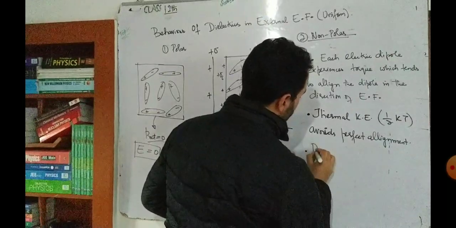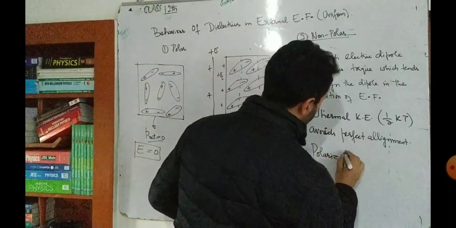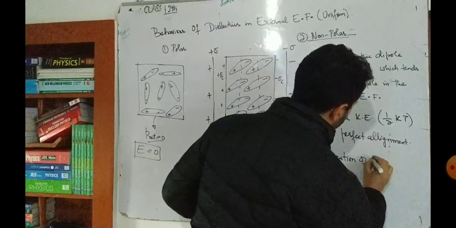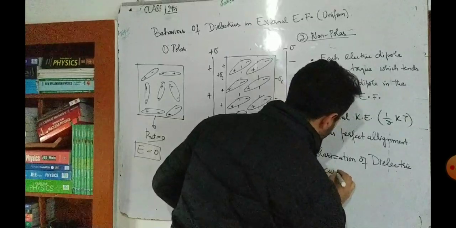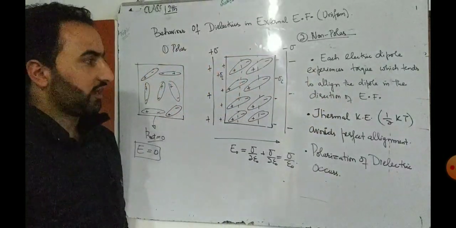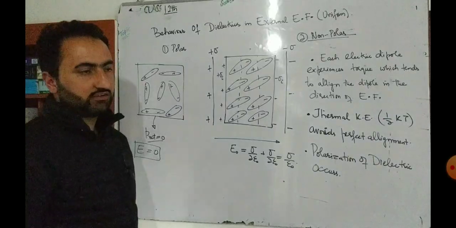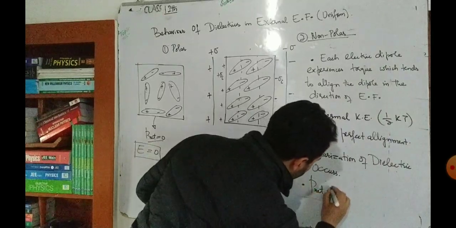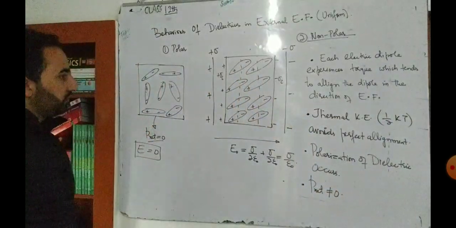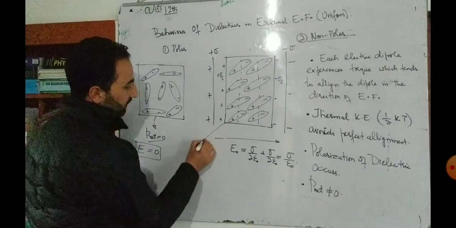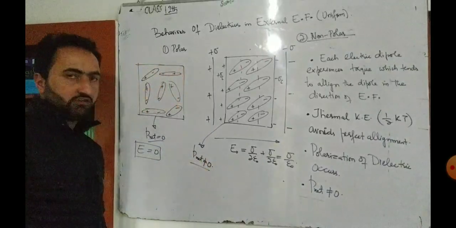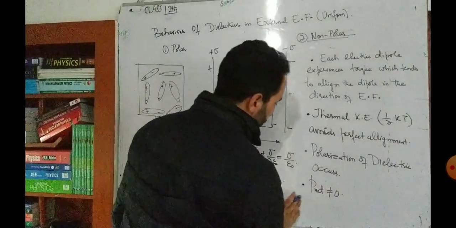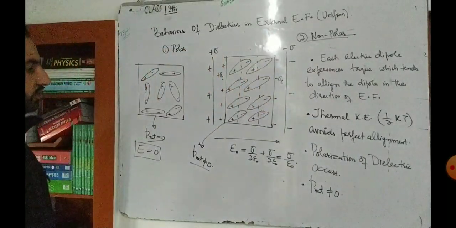Next point is this. That polarization of dielectric occurs. Now what do we mean by polarization? Polarization implies development of opposite charge on the opposite faces of the dielectric. Simple. And one more point is that now the net dipole moment is not equal to 0. In this very case, net dipole moment was equal to 0, but in this case the net dipole moment will no longer be equal to 0. ठीक है ना बेटा? तो लिखो बेटा ये. So write down all these important points.